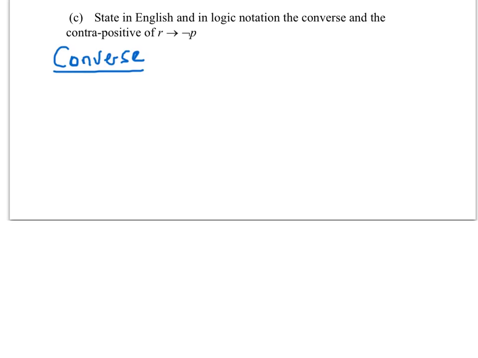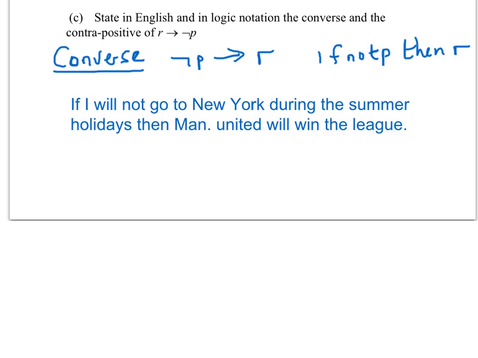The converse of this proposition is just the proposition written the other way around. So it's going to be not P implies R. Written in English, it'll be: if not P, then R. And filling out all the English we get: if I will not go to New York during the summer holidays, then Man United will win the league.